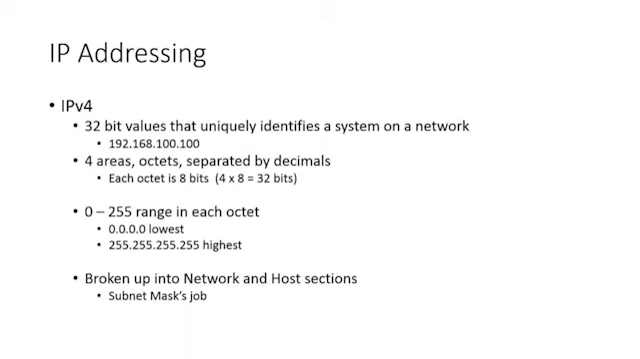Now, each octet has a particular range. We can't just stick any number in there that we want to. It has to be anywhere from 0 to 255. And there are some reserved IP addresses in there. But as far as the range goes, we can have 0 to 255 in each one of those octets.